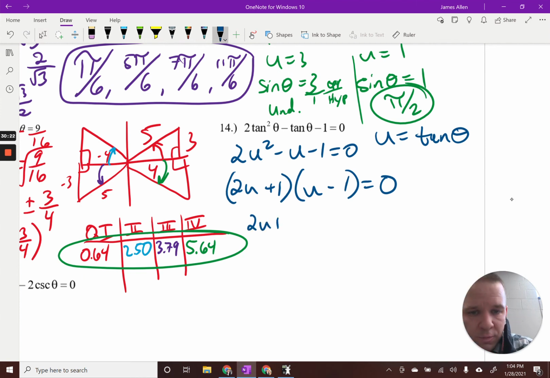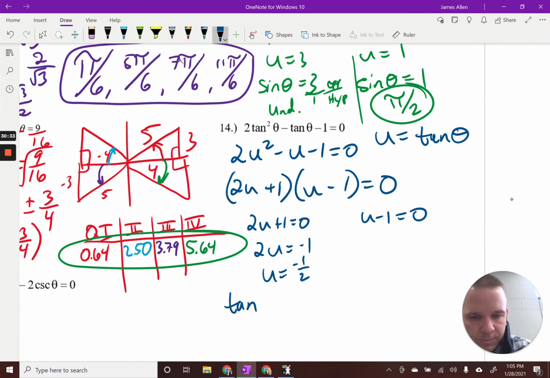But for now, I get 2u plus 1 equals 0, and u minus 1 is equal to 0. So I'd have 2u equals -1, and u equals -1/2. So tangent of theta equals -1/2. And then I'm going to do the other one here as well. U equals +1. So tangent of theta is equal to +1. All righty.